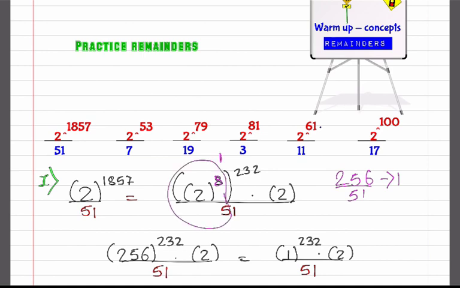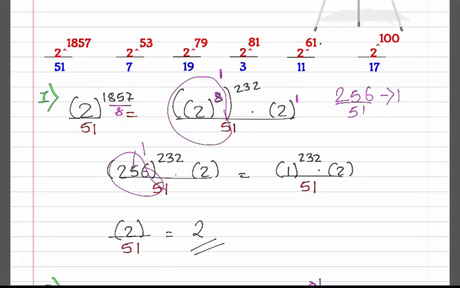But what will I write? I divide 1857 by 8 and get the quotient as 232. 232 into 8 is 1856, and 1 will be left, so 2 raised to 1, an isolated 2, will be left here. Now the remainder for 2 raised to 8 is 1. So this is how it goes: 2 raised to 8, raised to 232, into 2, divided by 51. 256 divided by 51, we know the remainder is 1. 1 multiplied 232 times is nothing but 1. 1 into 2 will be 2, and 2 divided by 51, my final answer for this is 2.